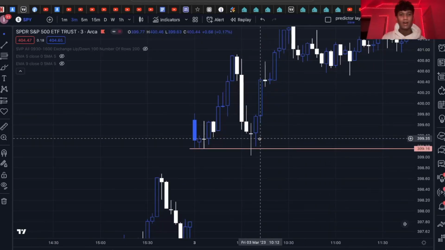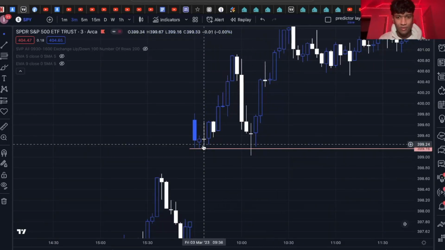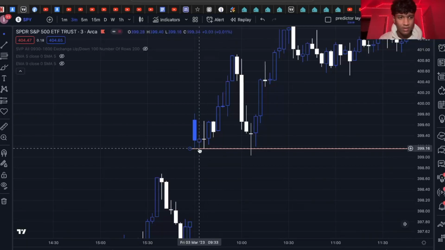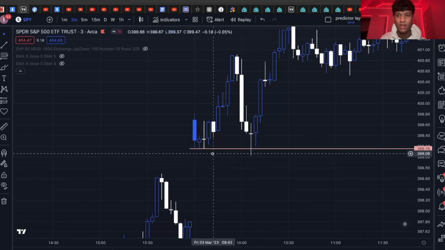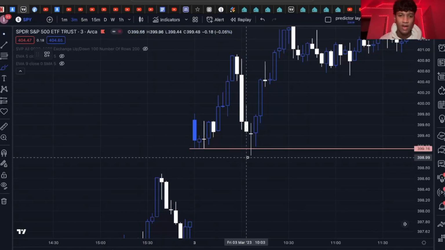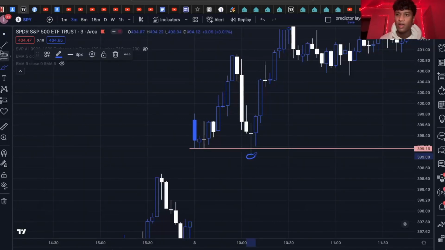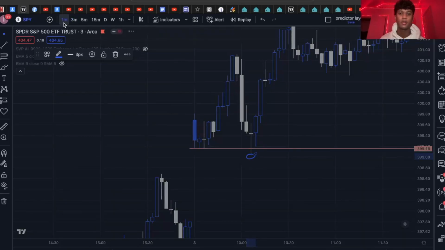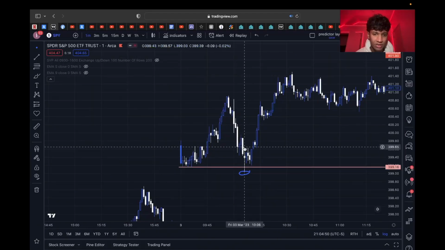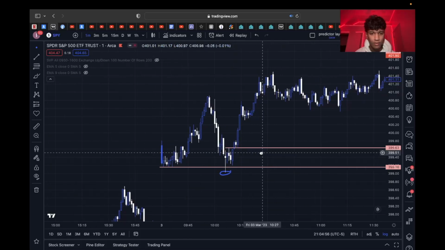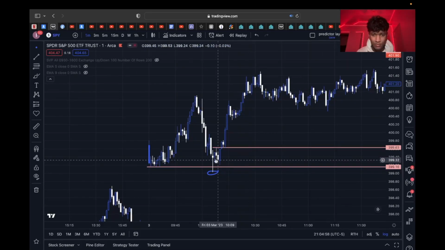All right, 3 minute chart, liquidity sweep to the upside. So 399.16. Retail traders got puts. Banks got filled at this spot right here. And then let's go over to the 1 minute chart. All right, now I gotta find it again. All right, back on the 1 minute chart. Banks got filled right here. This is break of structure.